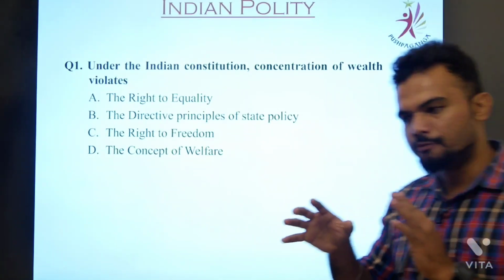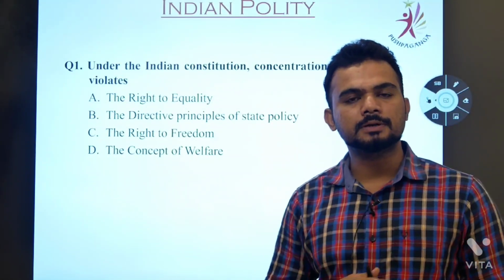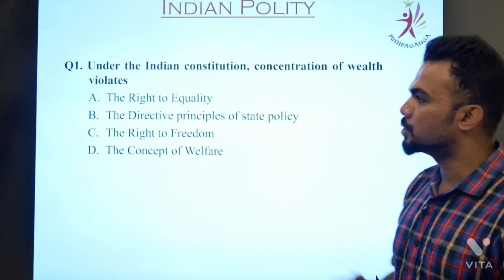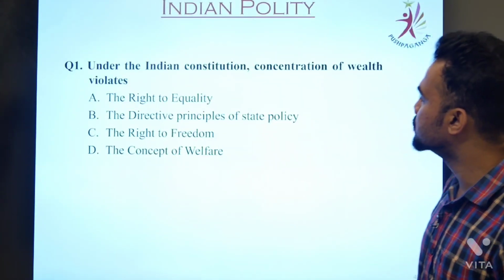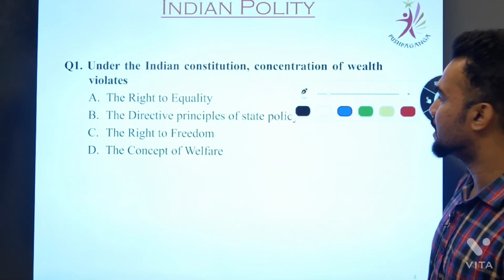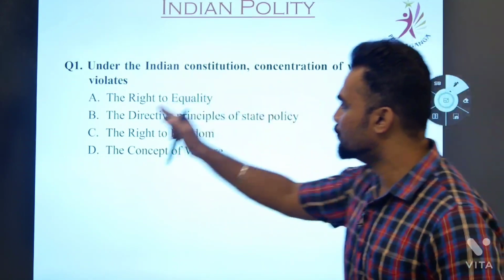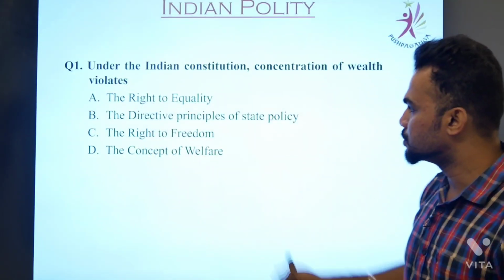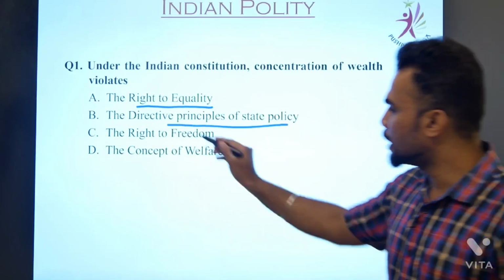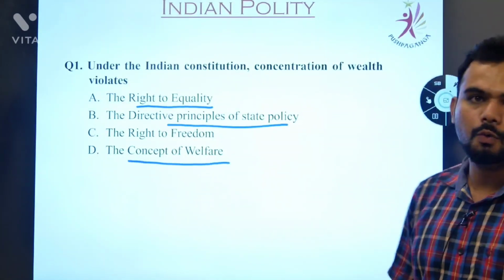We are focusing on the polity and governance chapter. So here is the first question, which comes under the Constitution: concentration of wealth violates which of the following? The options are right to equality, directive principles of state policy, right to freedom, and the concept of welfare.